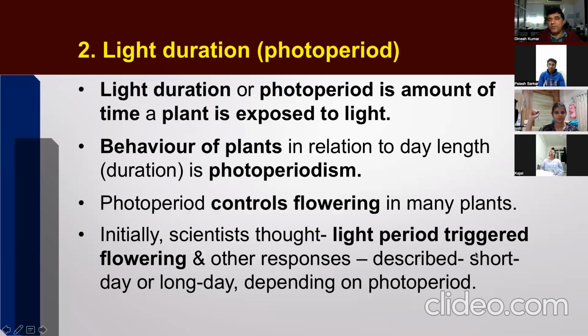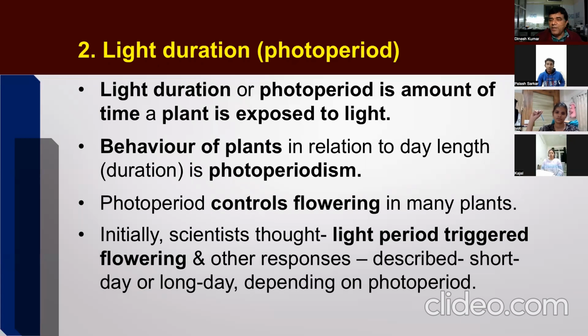Next is light duration, photoperiod. So what is photoperiod or photoperiodism? Light duration or photoperiod is the amount of time a plant is exposed to light. How long you are exposing a plant to light, that is photoperiod. And photoperiodism is the behavior of plants in relation to day length, particularly with respect to flowering.